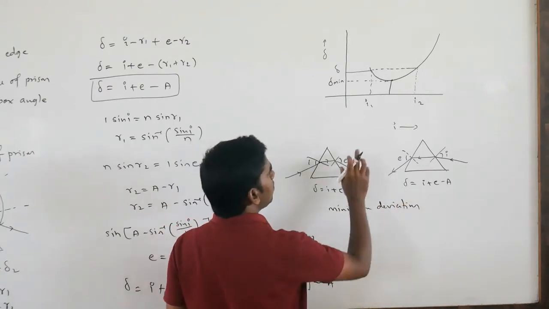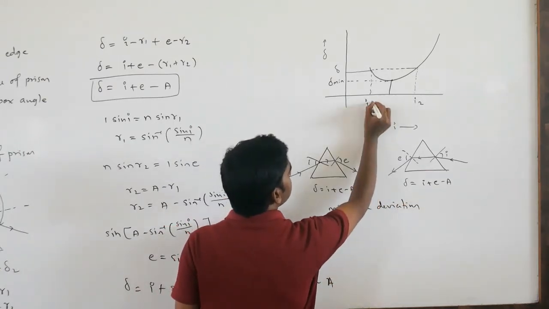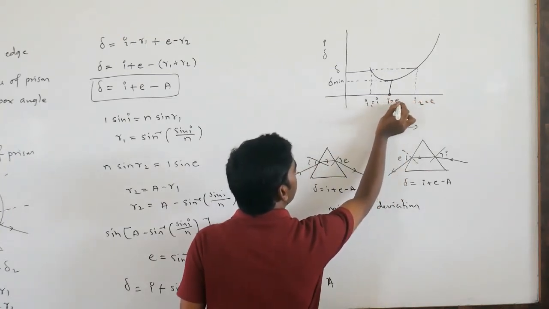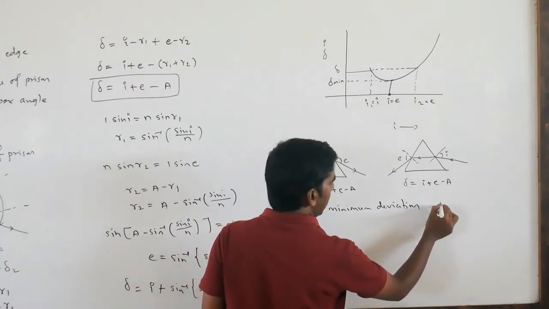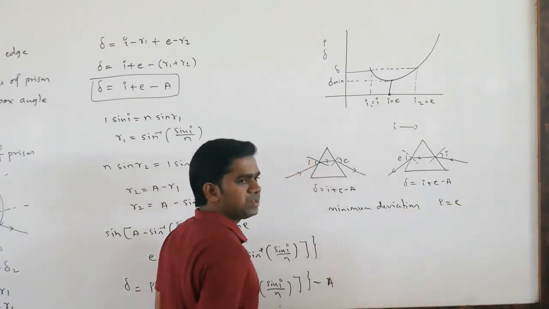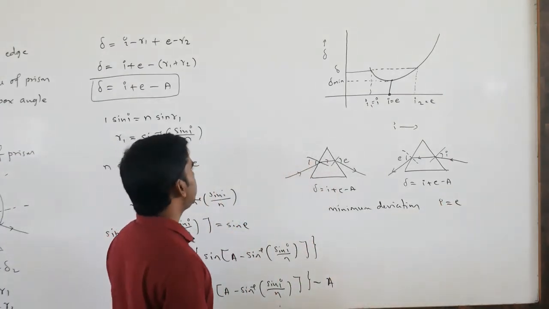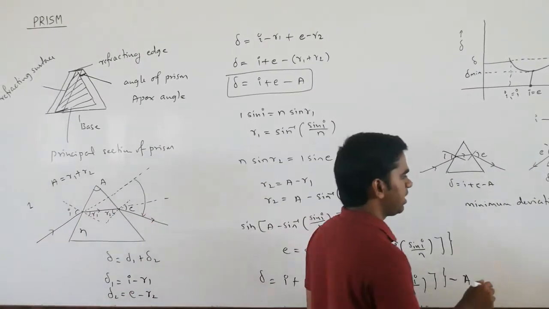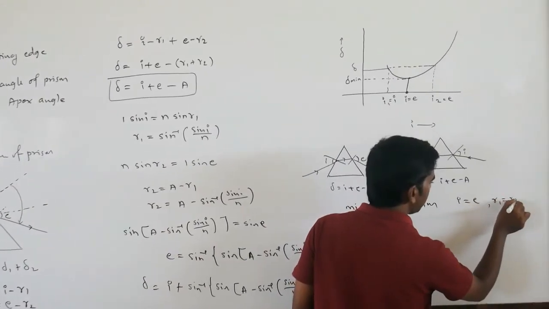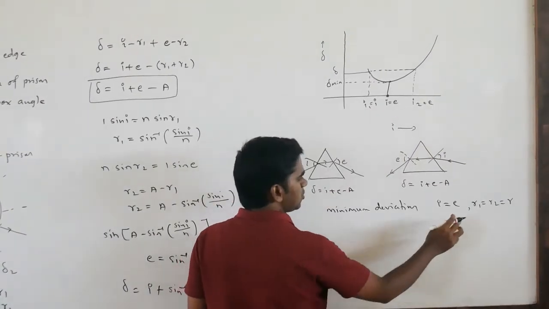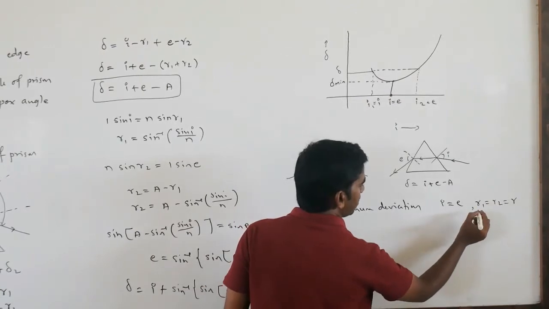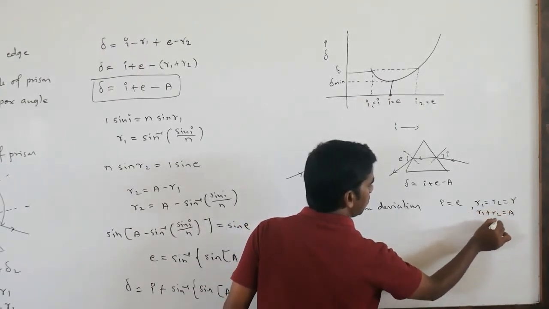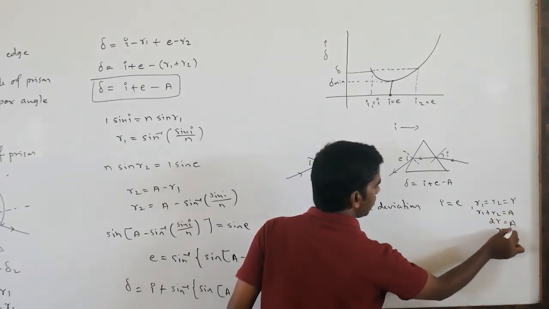At minimum deviation, what will happen? This I1 is I, so I2 is E. At this point, I will become equal to E. So at minimum deviation, I equals E. If I equals E, similarly the interior angle R1 is also equal to R2. So you can also write R1 equals R2 equals R. Okay, so if R1 equals R2 equals R, what can you write? R1 plus R2 equals A. So 2R equals A. So R equals what? R equals A by 2.